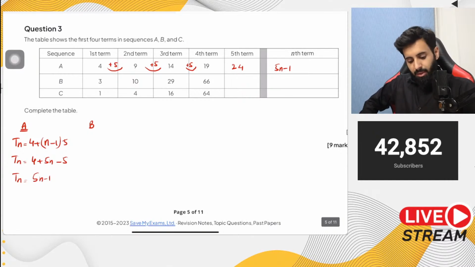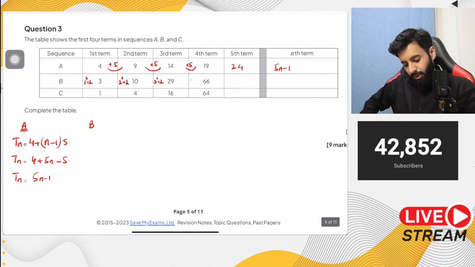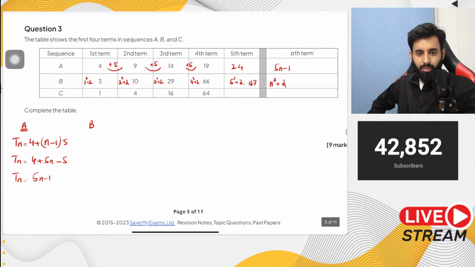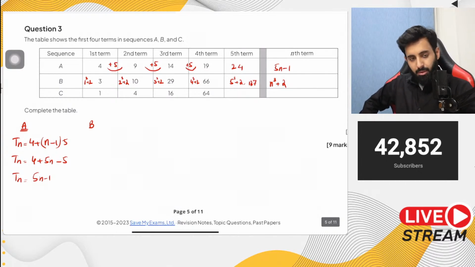So let's see if we can apply that. So 3 can be written as 1 cube plus 2, okay? 10 can be written as 2 cube plus 2. 29 can be written as 3 cube plus 2, and just like that, 66 can be written as 4 cube plus 2. So what about the fifth term? That can be written as 5 cube plus 2, which means it's equal to what? It's equal to 127. And the nth term can be written as n cube plus 2. Okay, so there you go. That's the answer to the nth term of part B.